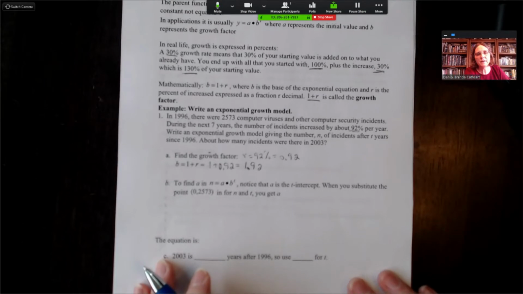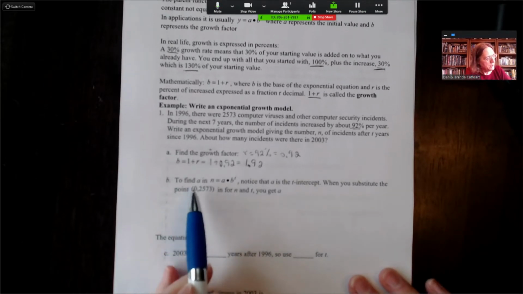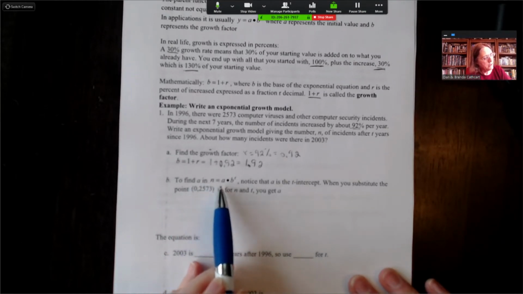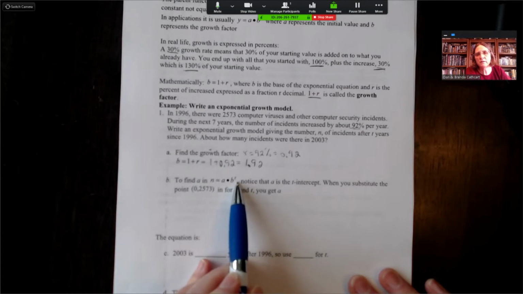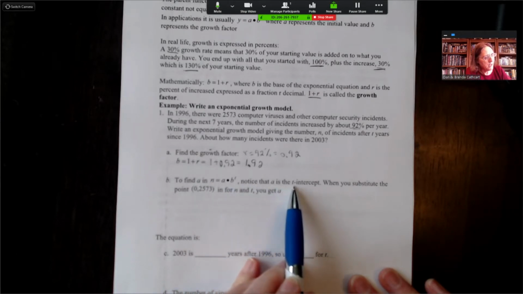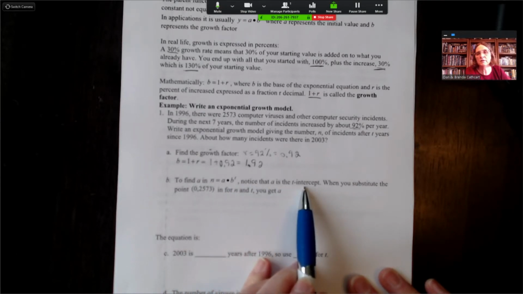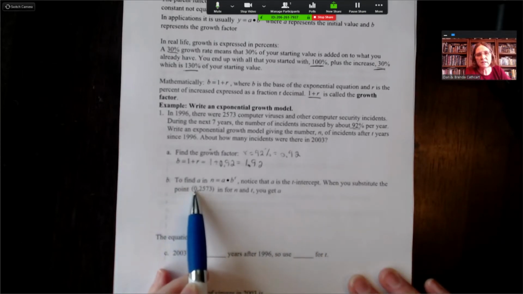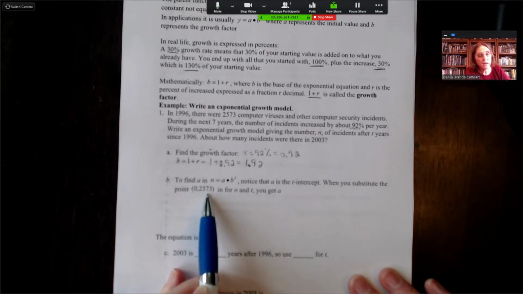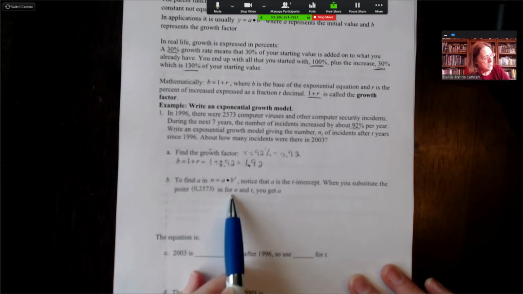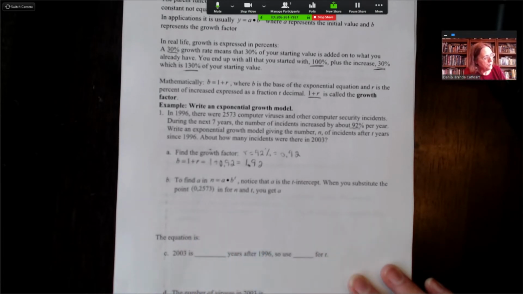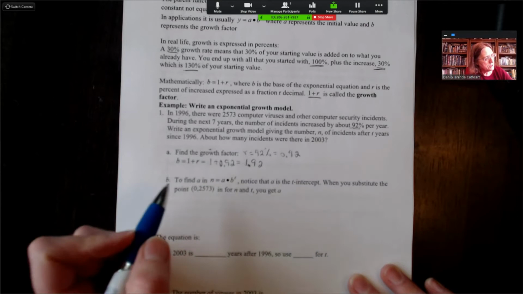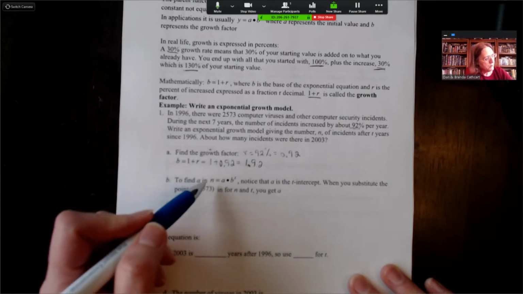Now to find the a value in our rule of n equals a times b to the t, we notice that a is going to be the t-intercept. For instance, when you substitute the point 0 for 1996, which is our year 0, and 2,573, the number of viruses, in for t and n, we're going to find what a is. So let's try that and see how that works.